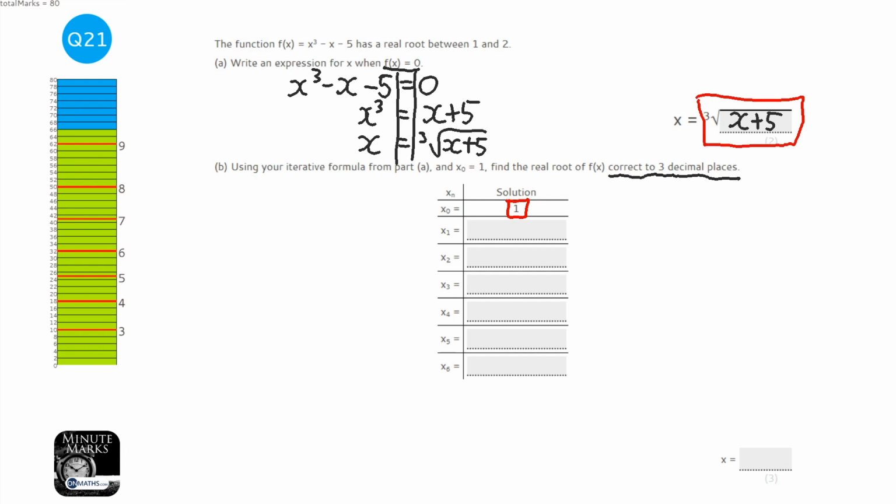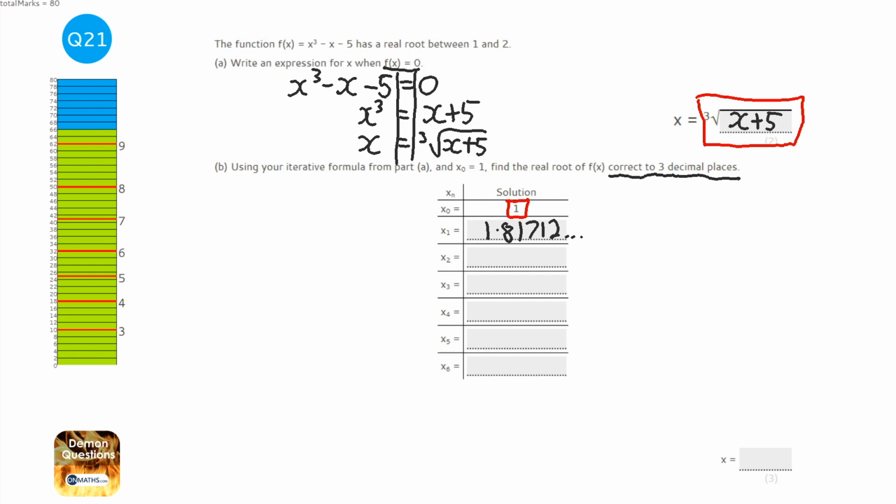Okay, so let's try it. So cube root of 1 plus 5, and that gets me 1.81712 blah blah blah. Now I need to keep that answer, so what I'm going to do is press the cube root button, then click inside the root, and click answer plus 5. And the calculator will remember the answer to the one we had before.